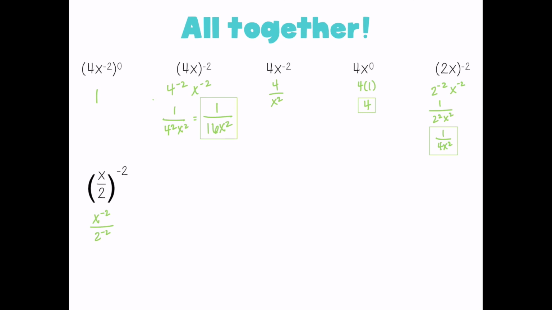However, I have a 2 to the -2, and I want that to be positive as well. So if it's on the denominator, it needs to be brought up to the top. So let's go ahead and switch both of those. Now I have positive exponents. 2 squared is 4 over x squared. And that's about as far as I can go.